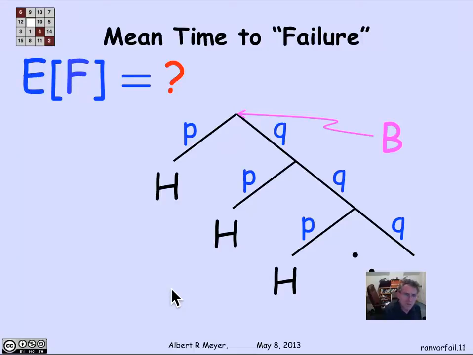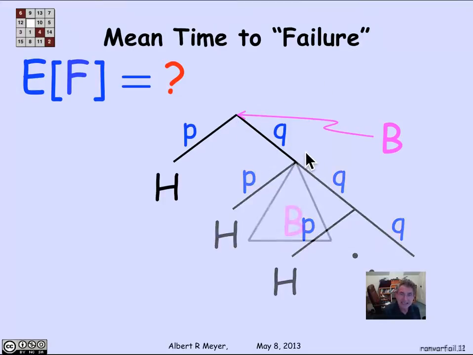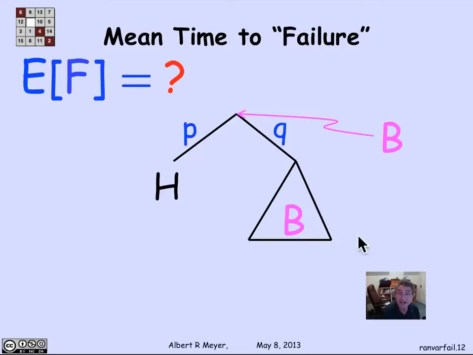Now, looking at the structure of this tree, it's an infinite tree, but it's very repetitive. In fact, if we call the tree B, then what we're seeing is that this whole subtree is a copy of B. So now I have a nice recursive but very finite description of this whole infinite tree. B is a tree that has a left branch of P that ends in a leaf, or a right branch with probability Q followed by a repeat of the tree B.